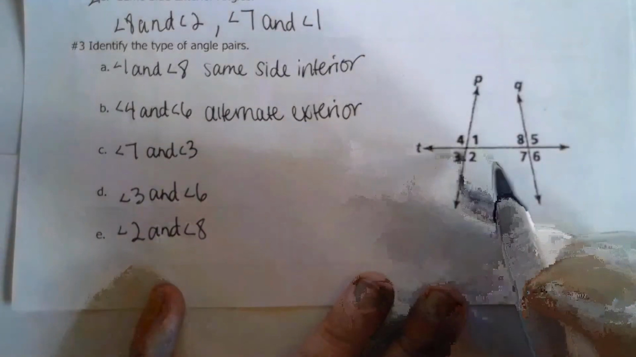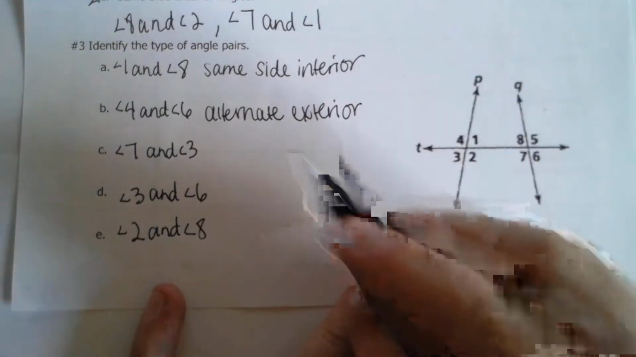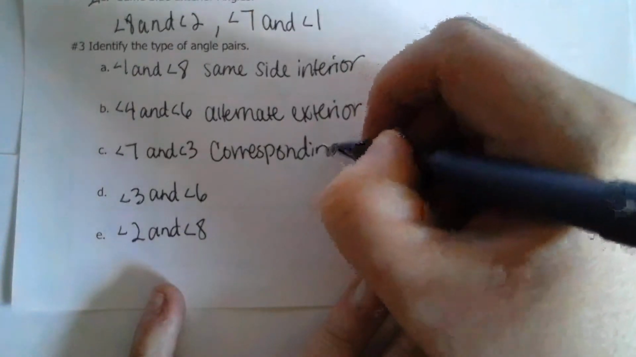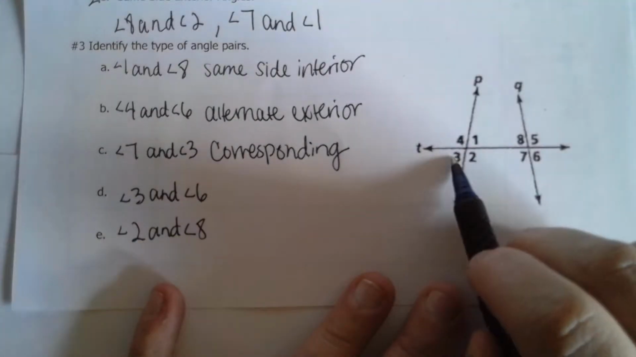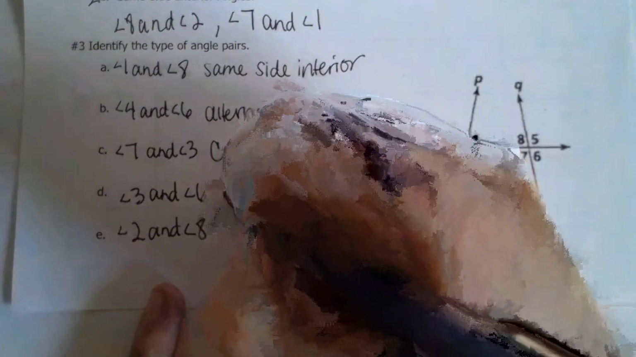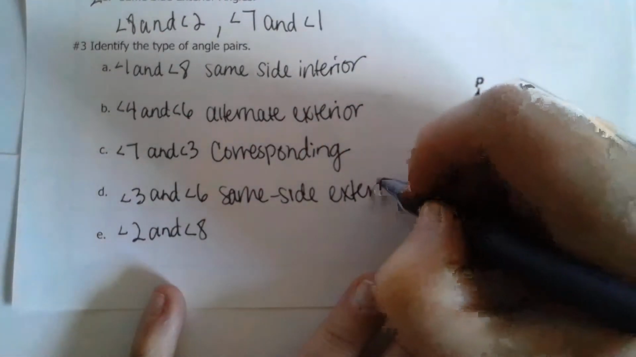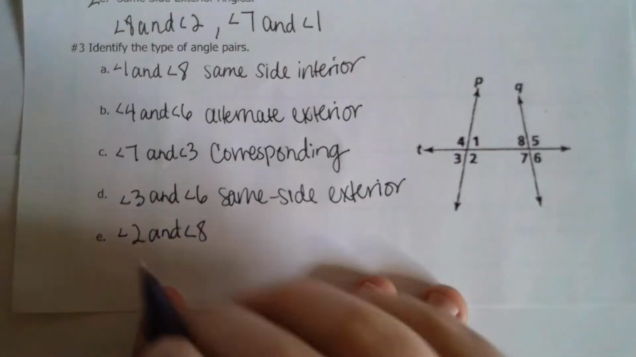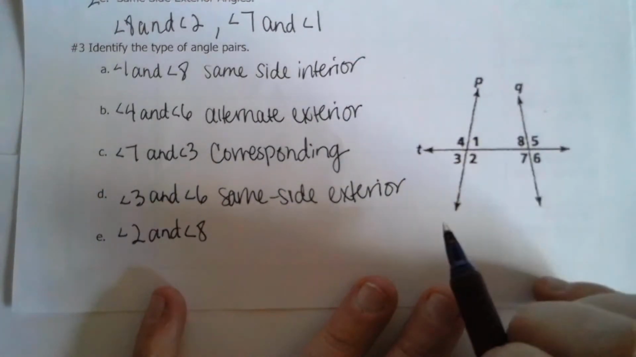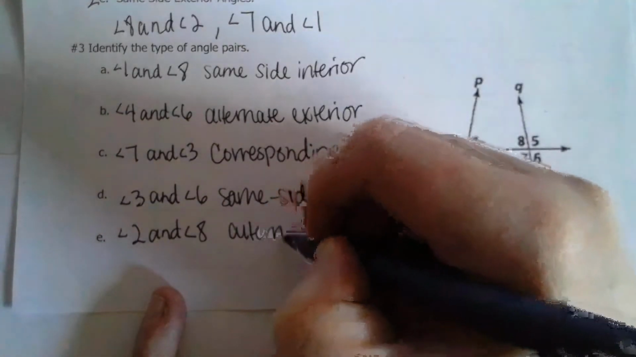Then we have 7 and 3. Here's 7, here's 3. They're on the same side, but one's in and one's out. So this would be corresponding. Then we have 3 and 6. 3 and 6 are both on the bottom, so they're same side, and they're both outside. So this is same side exterior. Lastly, we have angles 2 and 8. 2 is here, 8 is here. They're both in between the two lines, but they're on opposite sides of line T. So this would be alternate interior.